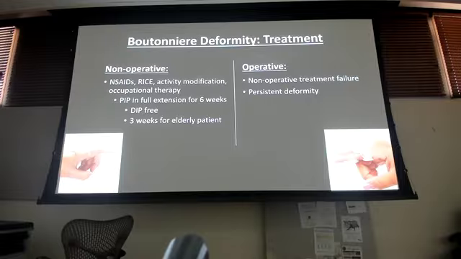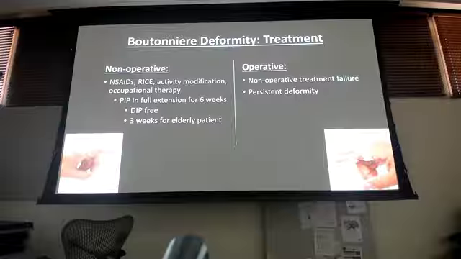So, what are you going to do as far as managing this? This is non-operative, right? You're going to put the PIP, what? In full extension, right? PIP, not the DIP, because the PIP is in flexion. In full extension for 6 weeks with the DIP free, okay? Why does it say 3 weeks for elderly patients? Because maybe you're trying to correct a deformity, and maybe you're going to let them stiffen up a little bit wherever they lie, and not necessarily do surgery. That's what it's getting at there, okay?